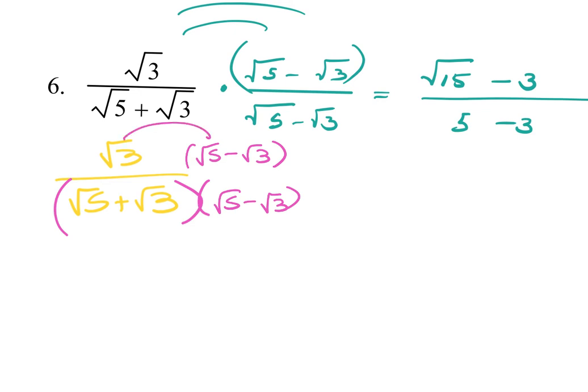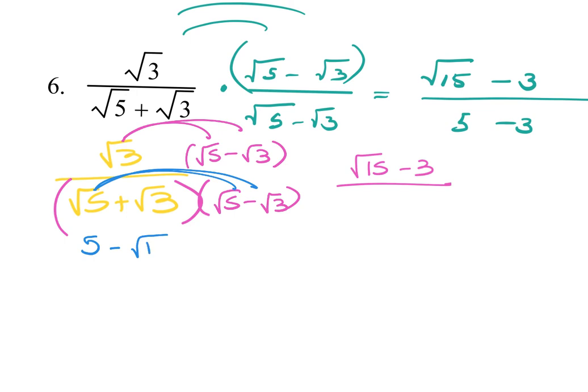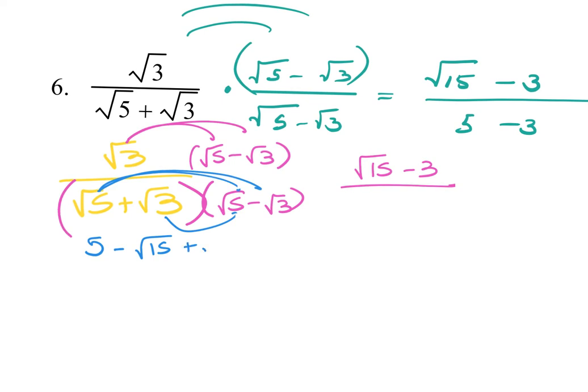My numerator gets distributed. Root 3 times root 5 is root 15. Root 3 times negative root 3 is negative 3. The denominator, who asked for this one? Sorry. Did you use a shortcut or did you FOIL it out? I FOILed it out. Okay, so square root 5 times square root 5 is 5. Square root 5 times negative square root 3 is minus root 15. Root 3 times root 5 is plus root 15. And then root 3 times the negative root 3 is negative 3. So these cancel. 5 minus 3 gives you 2.